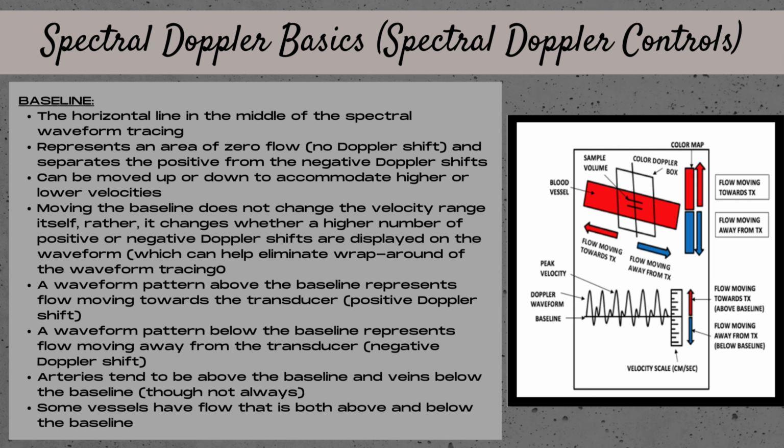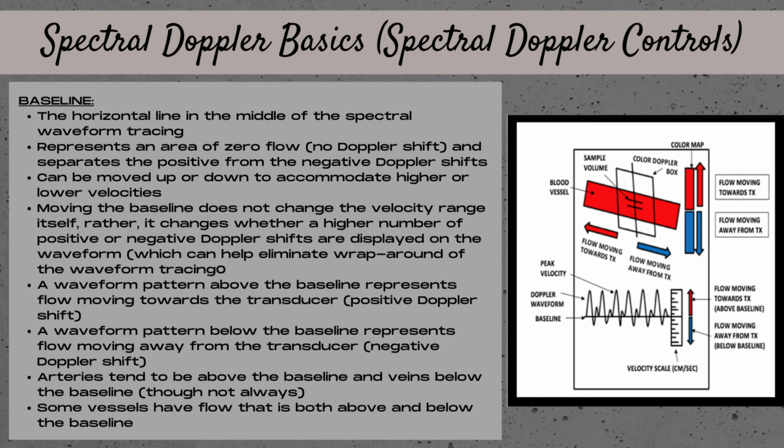A waveform pattern above the baseline generally represents flow moving towards the transducer, or a positive Doppler shift, and a waveform pattern below the baseline typically represents flow moving away from the transducer, or a negative Doppler shift. However, it's crucial to know that this can be inverted with the invert key, meaning that the positive and negative shifts will be switched. This differs from color Doppler. With color Doppler, positive Doppler shifts are always above the baseline, and negative Doppler shifts are always below the baseline, although the colors can be inverted. But with spectral Doppler, the actual positive versus negative Doppler shifts themselves can be flipped.